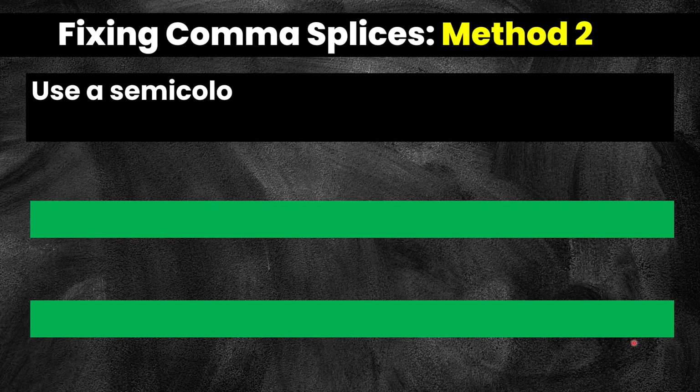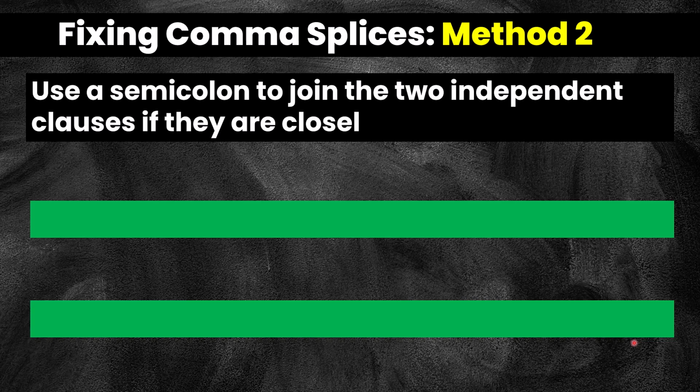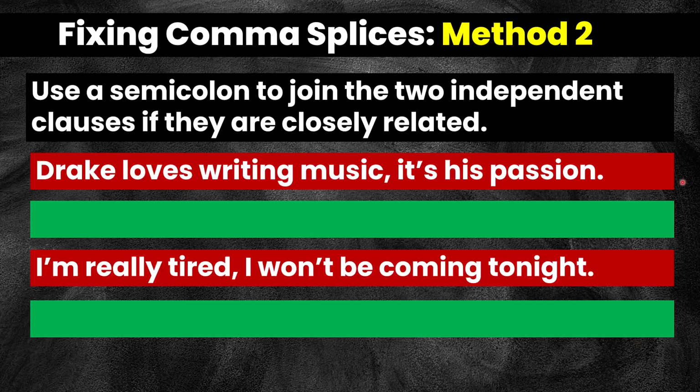Now let's talk about the second method. In the second method, you can use a semicolon to join the two independent clauses if they are closely related. What I mean by that is if they express the same thought or if the second independent clause is a continuation of the first independent clause. So in this case, the second independent clause, "it's his passion," is a follow-up to the first independent clause. It's giving more information, so we could use a semicolon.